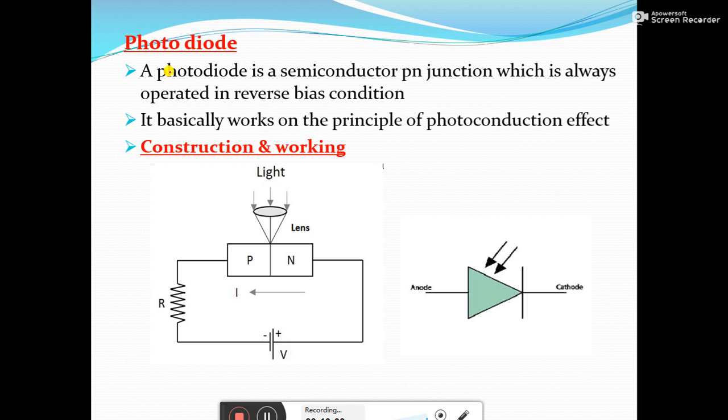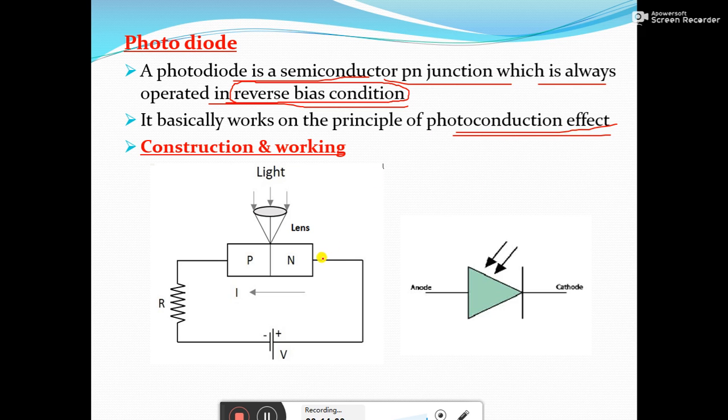Next one is the photodiode. A photodiode is a semiconductor PN junction diode which is always operated in reverse bias condition. Why it should always be operated in reverse bias condition, we will see while explaining the working. It basically uses the photoconduction effect, so it works on the principle of the photoconduction effect.